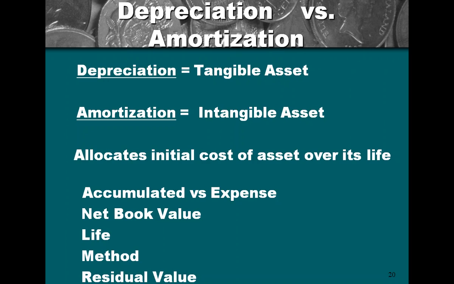So what I do want to say is every year you take an expense of that depreciation. That goes in your profit and loss. Then you add that to something called accumulated depreciation. That goes in your balance sheet.